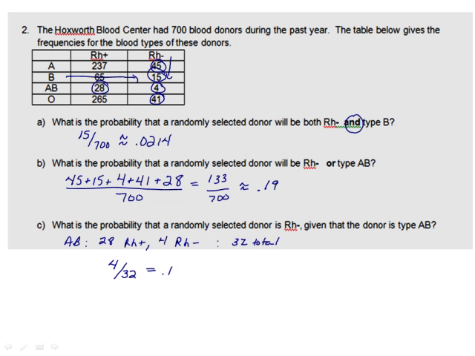So all we're doing is looking at how many out of those were Rh negative, which was 4. For our probability, we're just dividing 4 by 32 to get 0.125. But again, all we did is look at what the given value was of type AB, and we're only considering that column of values to get our probability.